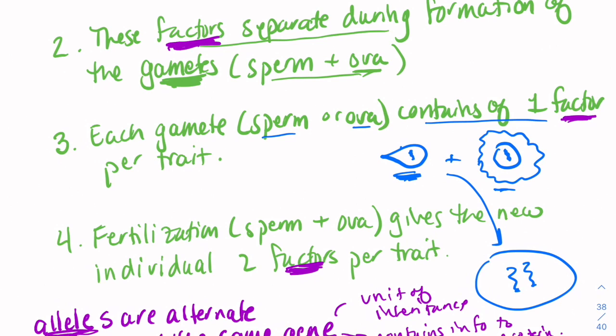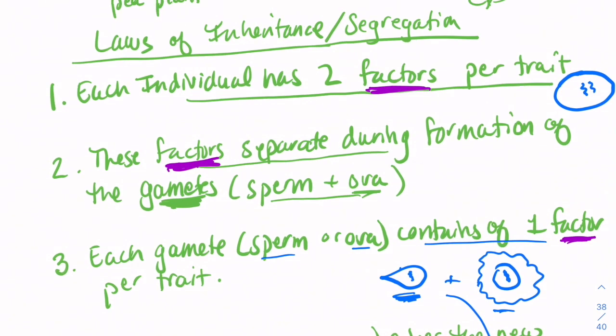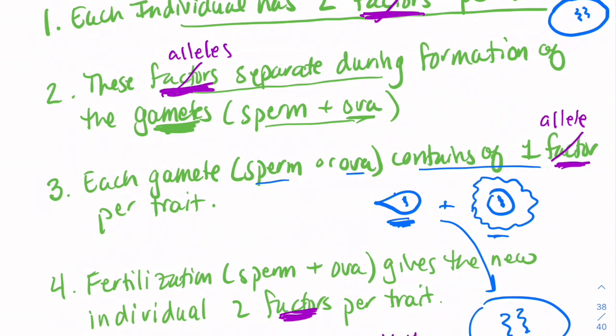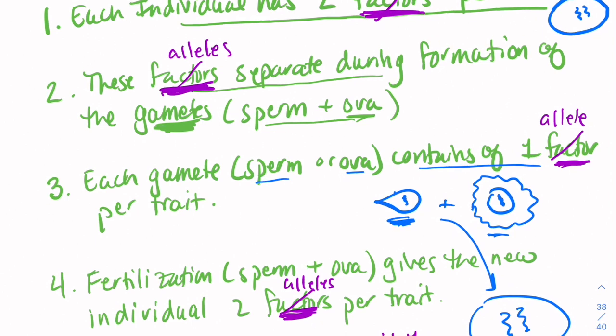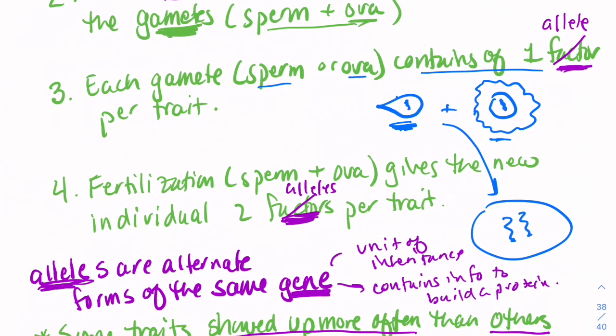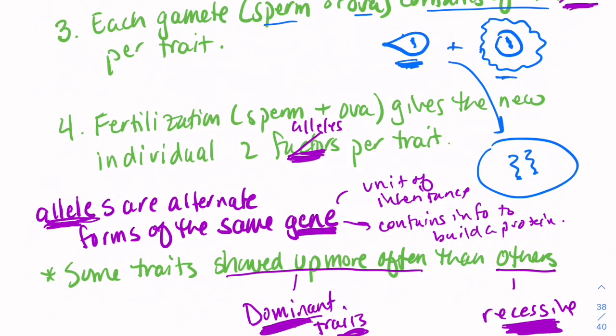So instead of the word factor, let's back up. Each individual has 2 alleles for the same trait. These alleles separate from each other during formation of the sperm and ova, and each sperm and ova contains 1 allele per trait. Fertilization gives the new individual 2 alleles per trait. So alleles are alternate forms of the same gene, and they can be dominant or recessive.